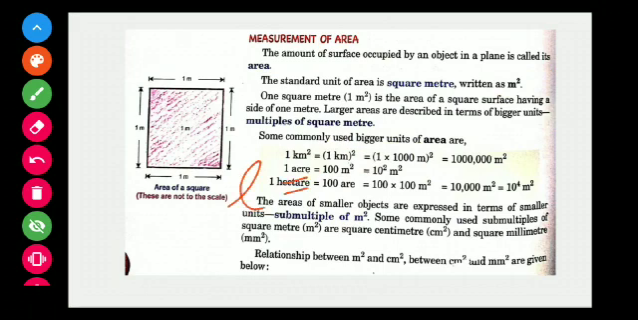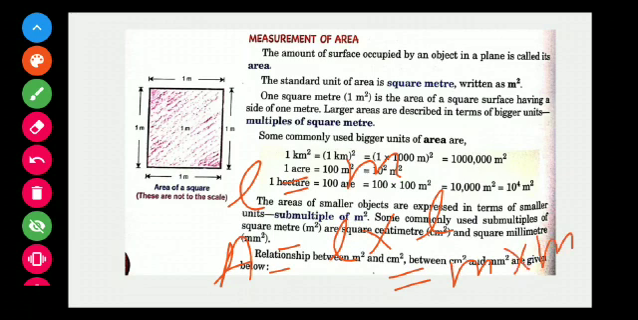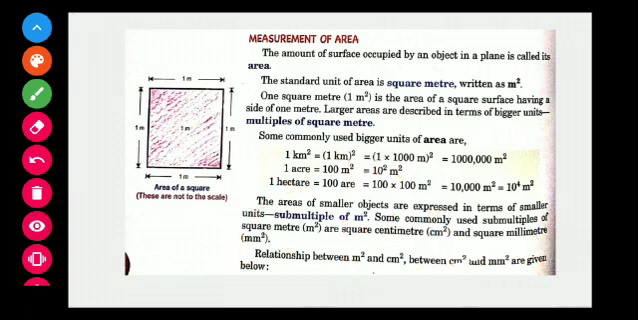The unit of length is meter, and area is equal to length into length, so the unit of area is meter into meter, that is meter square. So the standard unit of area is square meter, written as meter square.